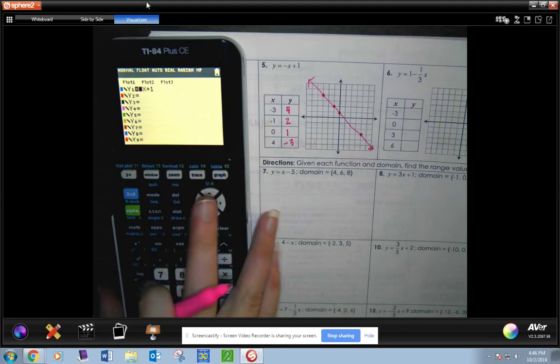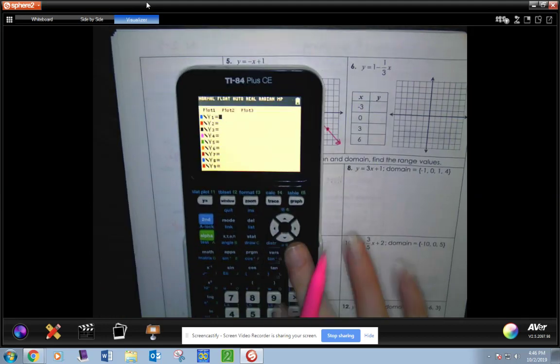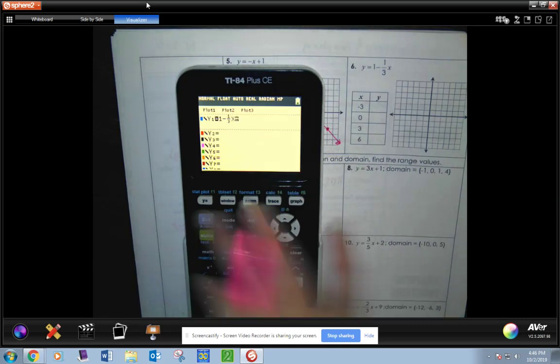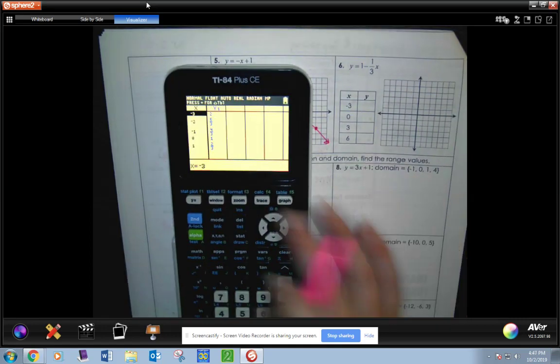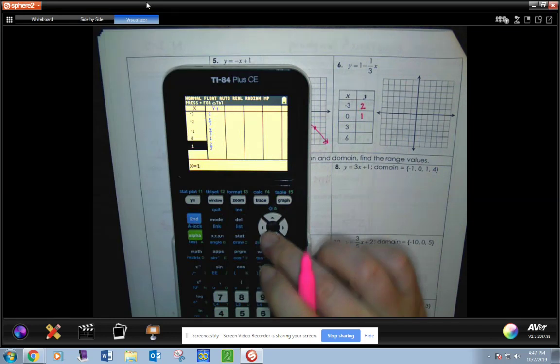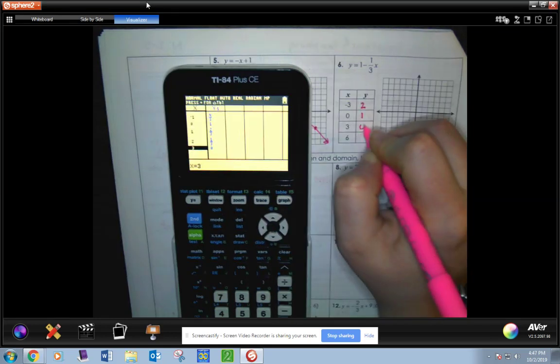Okay, so for the last problem, we're going to do 1 minus, then I need a third, x. Okay, going to the table. I'm going to start with -3 again, which is 2. And then they ask for 0, which is 1. 3 is 0, and 6 is -1.